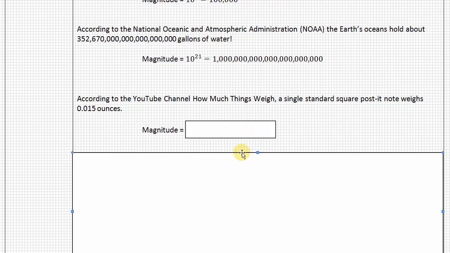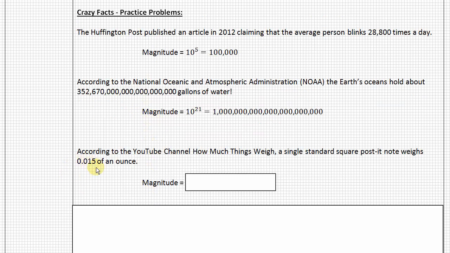Here's our next fact. According to the YouTube channel I found, How Much Things Weigh, a single standard square Post-it note weighs 0 and 15 thousandths of an ounce. So, what's the magnitude? Now that we're talking about a number much smaller, less than 1, this should be an indicator that we're going to use a negative power of 10. We're talking about smaller numbers.